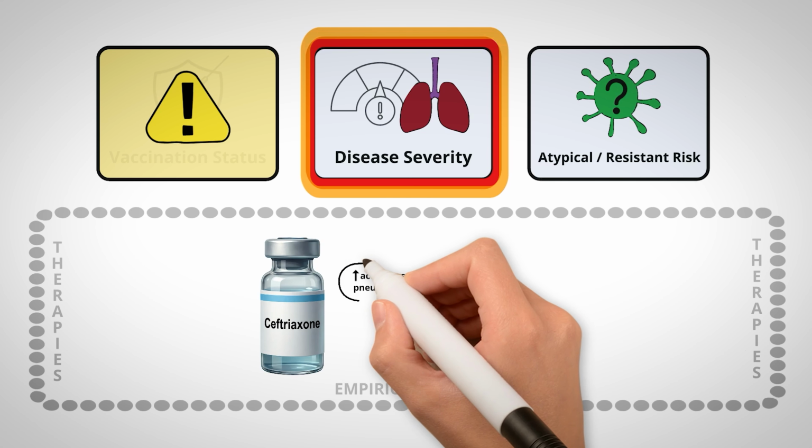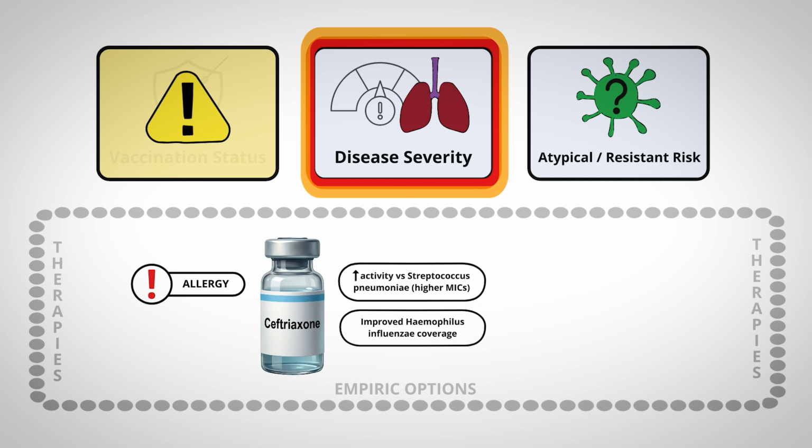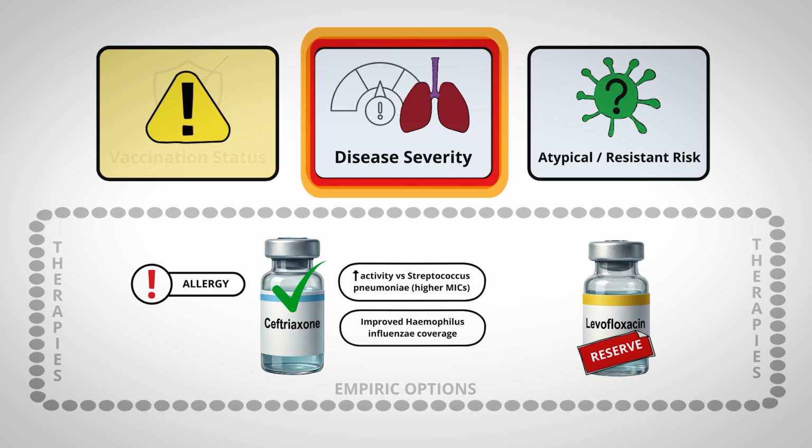Ceftriaxone provides more reliable activity against Streptococcus pneumoniae with higher MICs and improved coverage of H-flu compared with penicillins. Most children with penicillin allergy can still receive ceftriaxone. Levofloxacin should be reserved only for patients with a true severe beta-lactam allergy, given its broad spectrum and higher risk of adverse effects.